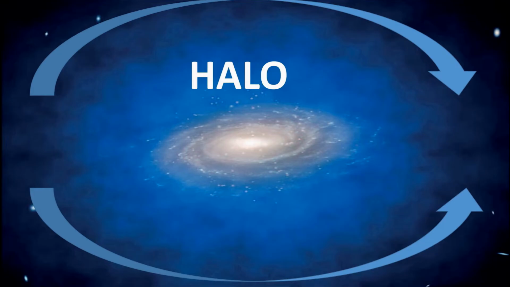The fourth and the outermost part is the halo. The word halo means circle of light. This halo contains old stars and star clusters. It is very empty compared to the other parts of the galaxy. Everything in it is very far apart.